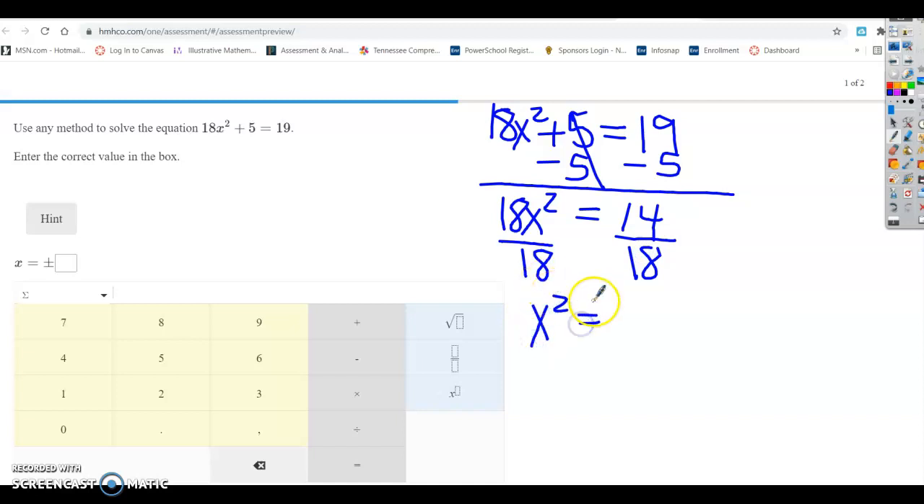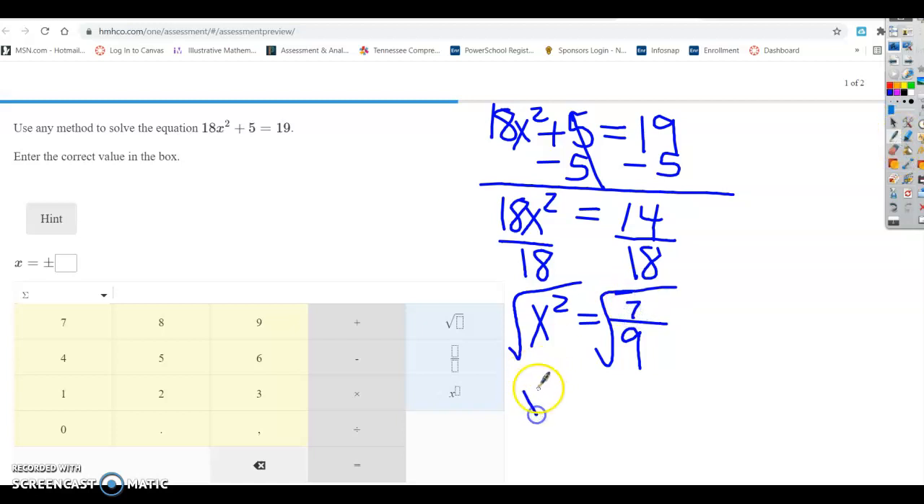X squared equals, since both of these are even, I know they're both divisible by 2. So 14 divided by 2 is 7, and 18 divided by 2 is 9. All I did was reduce those by a common factor. Now I'm going to take the square root because I'm solving for x. The square root cancels something squared. Again, I'm solving an equation, so I'll have to do the same thing on both sides. Don't forget that is a 7 here.